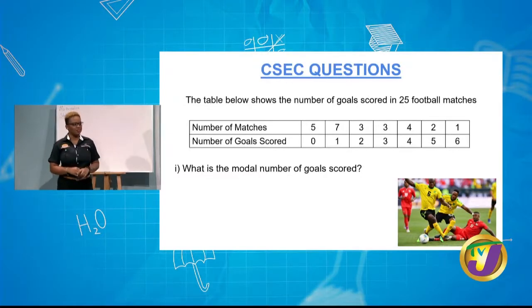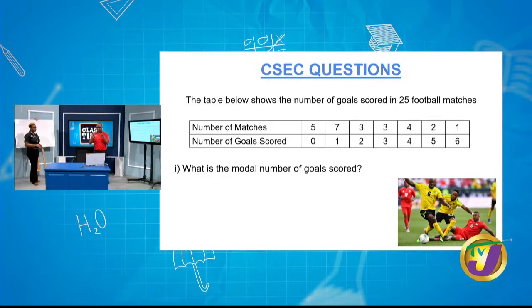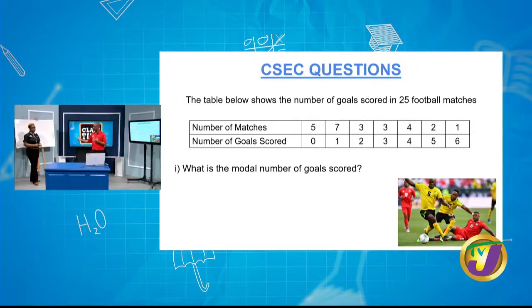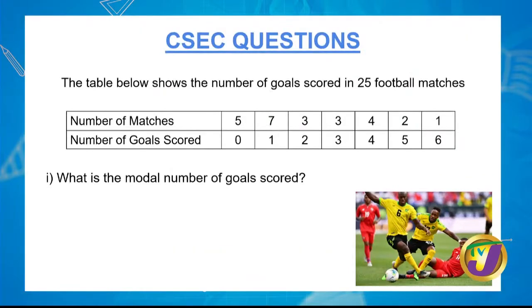All right. So, the data is not how we would normally see it. Because they're asking us for the number of goals scored, the frequency in this case would be the number of matches. So I want everybody to pick up where the frequency would be, which would be the number of matches. You don't always see the word frequency on a table. So when you get the table, you have to determine which of the values represent the frequency and which represents the data.